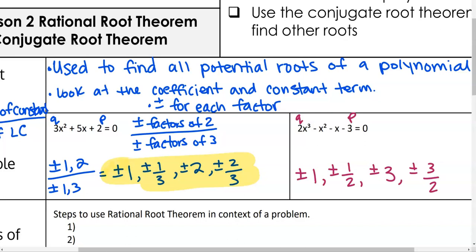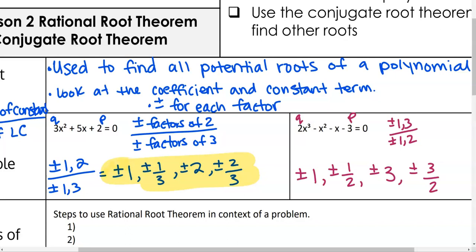Our factors of 3 are positive and negative 1 and 3. Our factors of 2 are positive and negative 1 and 2. 1 divided by 1, 1 divided by 2, 3 divided by 1, 3 divided by 2, okay? How many possible places is this polynomial going to cross over the x-axis? There are 8 possible places.